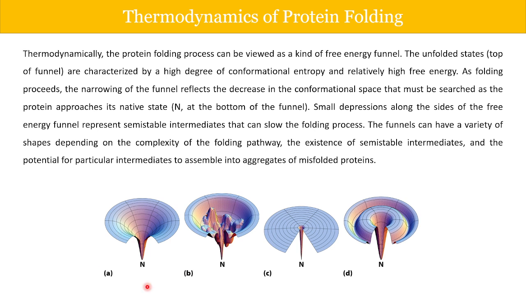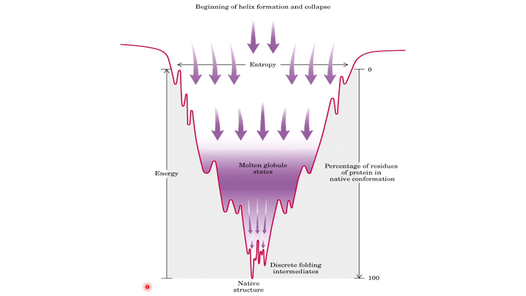So these are the semi-stable intermediates. You see over here, this is the beginning where the entropy is very, very high, and then as the energy decreases, the protein starts folding. The percentage of residues in the native conformation increases, and the funnel starts getting narrower.